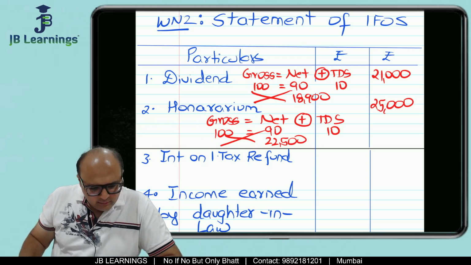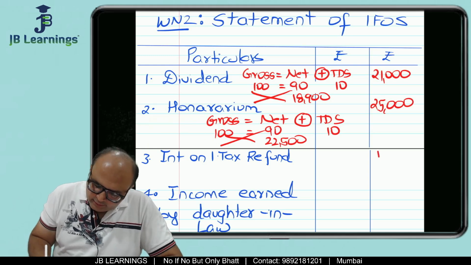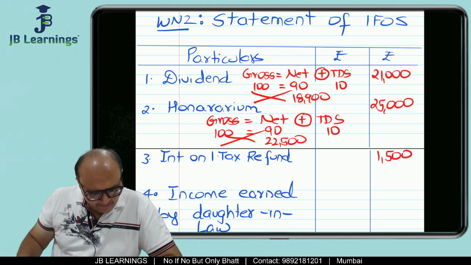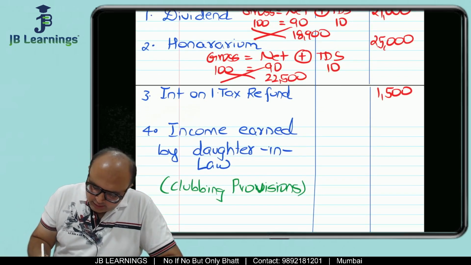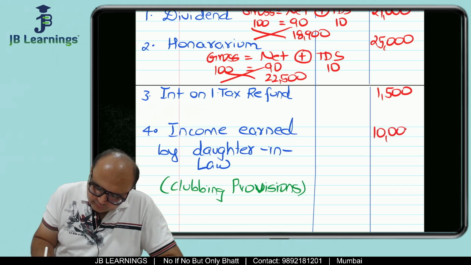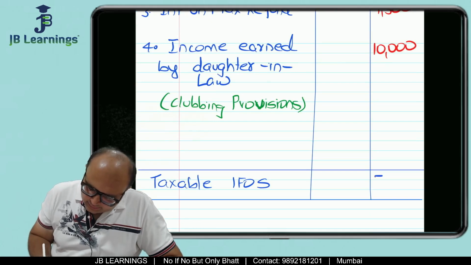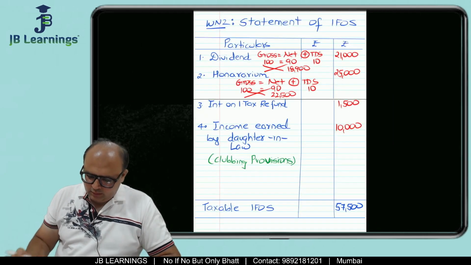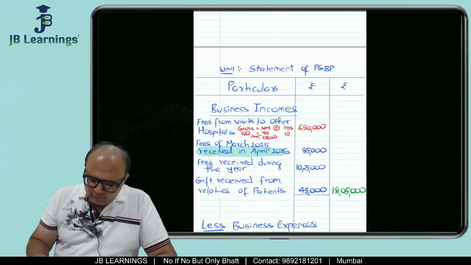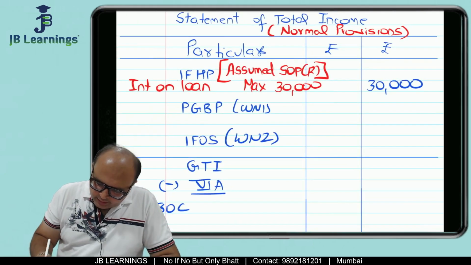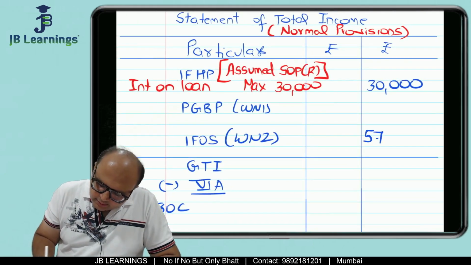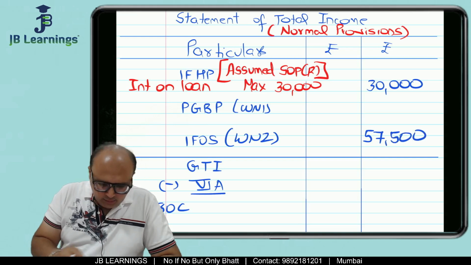Then next is interest on income tax refund. This is 1,500. This is something which is ICAI's favorite. And then clubbing related is 10,000. So now the total of EFOS is 57,500. Correct. So this is my EFOS, which is 57,500. So what I will do is I will write 57,500 over here.